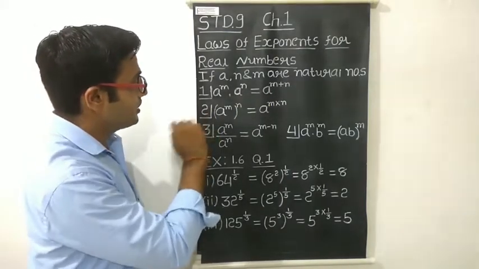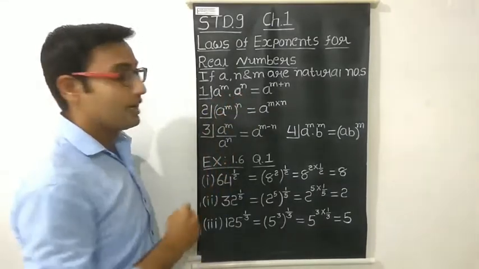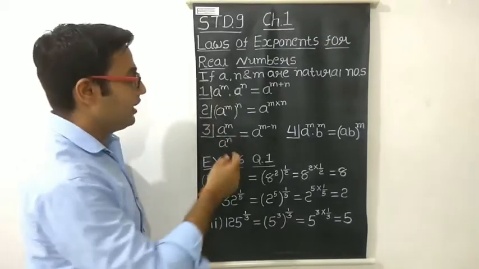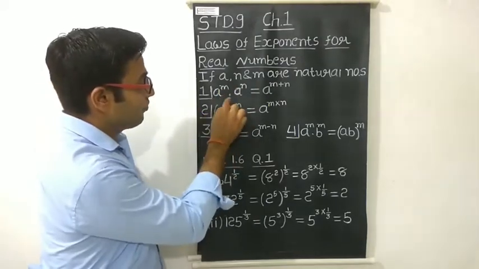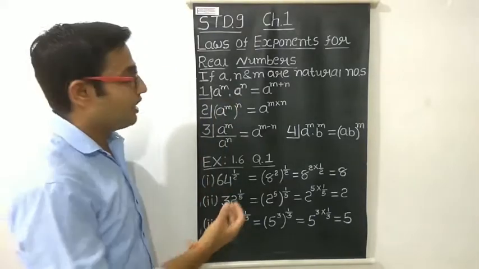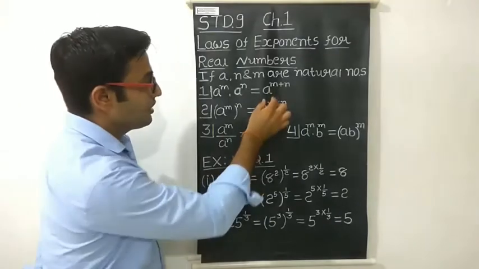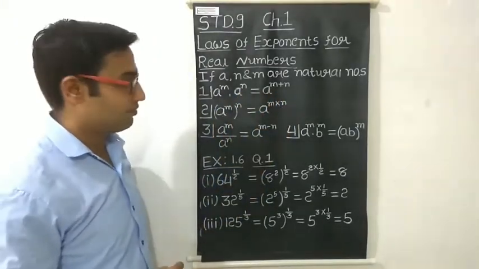to study. First law is if a raised to power m multiplied by a raised to power n. That means if the bases are equal and the powers are different and both are in multiplication, then we can write it as a raised to power m plus n. The base remains the same, the power will be in the addition.